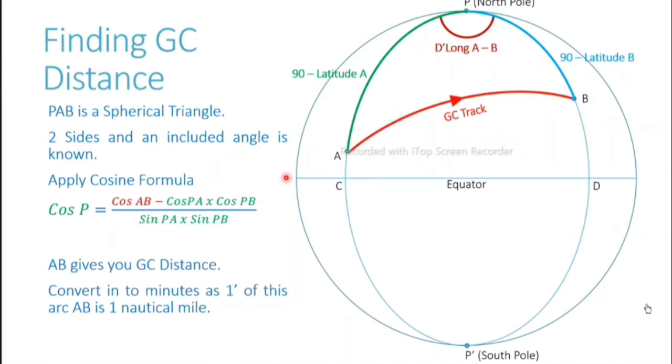Whenever you are doing any calculations on this triangle, during calculation, the side AB is always used in the degree and minute format. But when you want to write your answers for great circle distance, it is not written in degree and minute format. It is converted to minutes and then written because 1 minute is equal to 1 nautical mile. So this gives us the answer to the first part of the question. What is the great circle distance between A and B? So you see, it's very, very simple. It's a single application of the cosine formula.